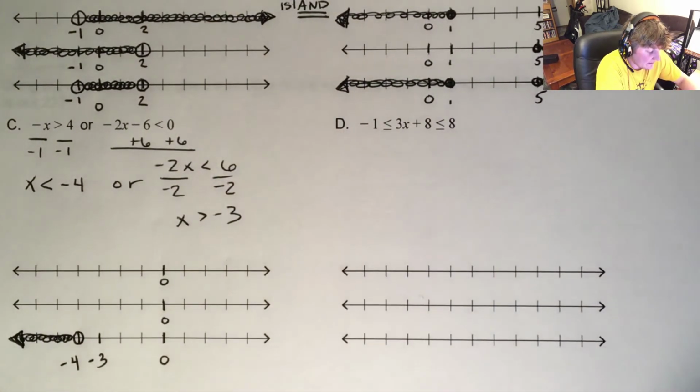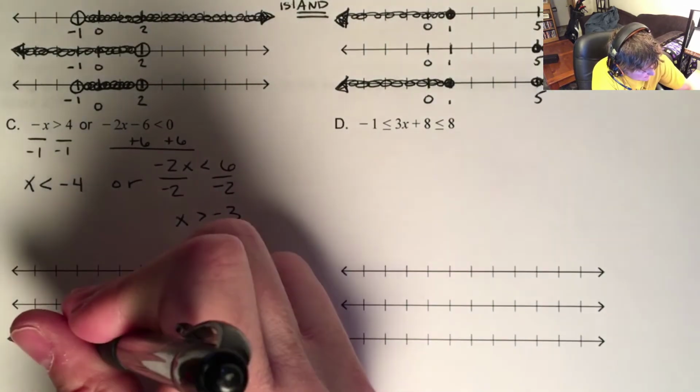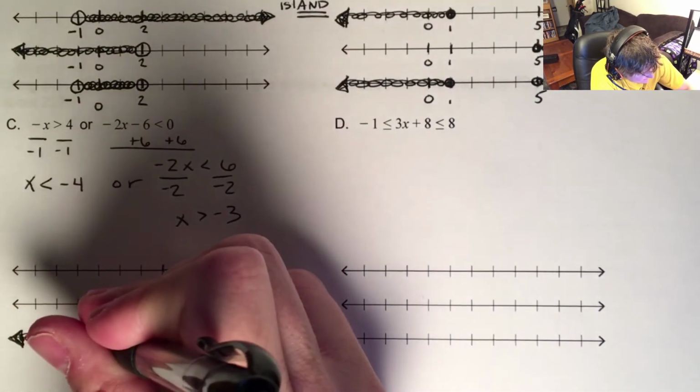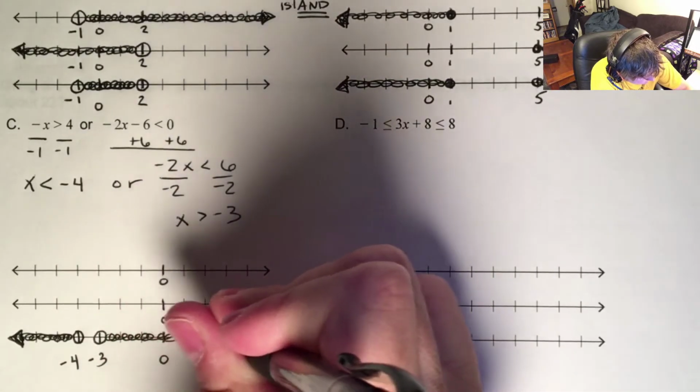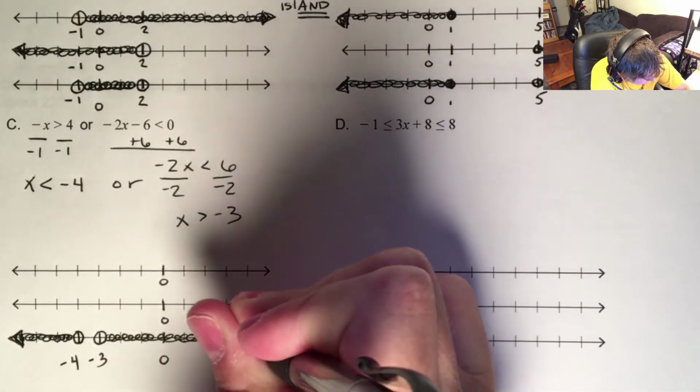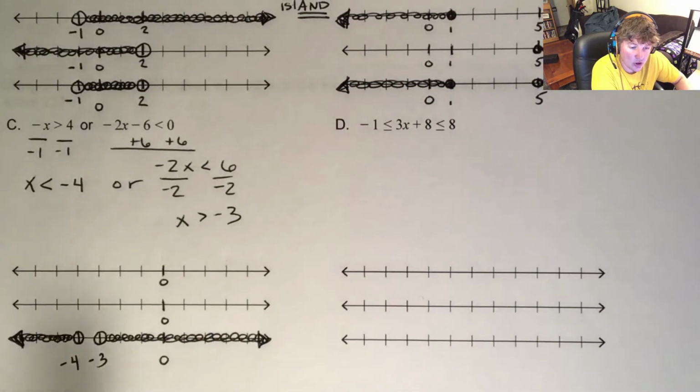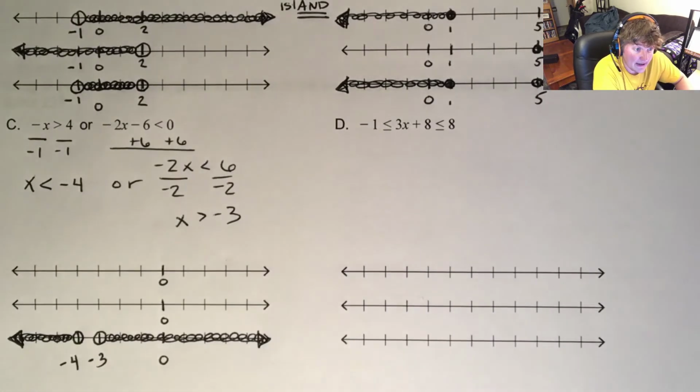Okay, -3, so x is greater than -3. Again, that's an open circle, and it's going to shoot out off to the right. Okay, and then there is my oars on a boat shooting outward. Okay, this one is an and inequality.